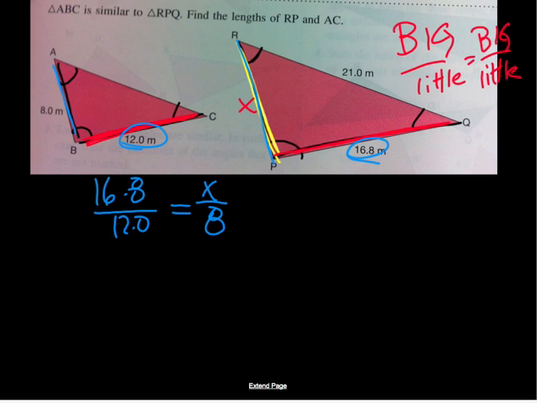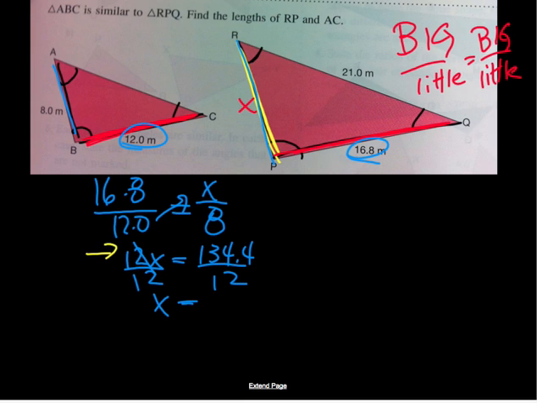Now I want you to make sure you're showing your work, so we're going to cross multiply there. 12 times X is 12X. 16.8 times 8 is 134.4. So that's the first step, and I need to see this step right there. That's an absolute. Then I'm going to divide both sides by 12. That divides out, so X equals 134.4 divided by 12 gives me an answer of 11.2.